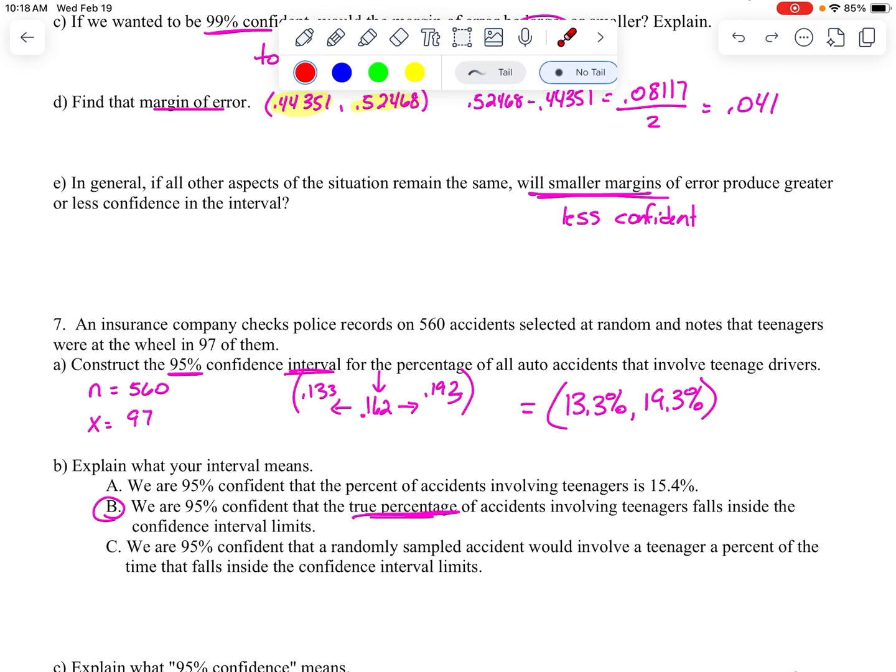So the only thing that we have to do on number 7 here is create... No, never mind. There's A, B, and C. I don't know what I'm looking at. So here we go: 97, 560, and 95% confident.